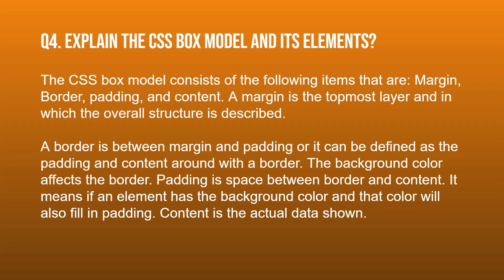The CSS box model consists of the following items: margin, border, padding and content. A margin is the topmost layer, in which the overall structure is described. A border is between margin and padding, or it can be defined as the padding and content surrounded with a border. The background color affects the border. Padding is space between border and content. It means if an element has a background color, that color will also be filled in padding. Content is the actual data shown.